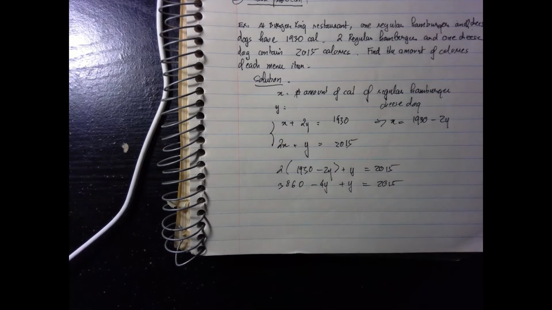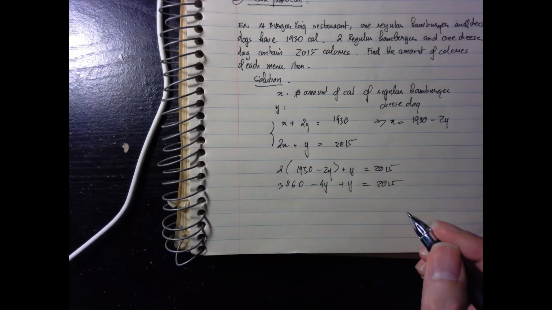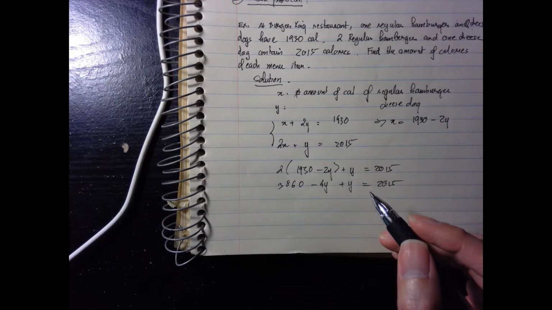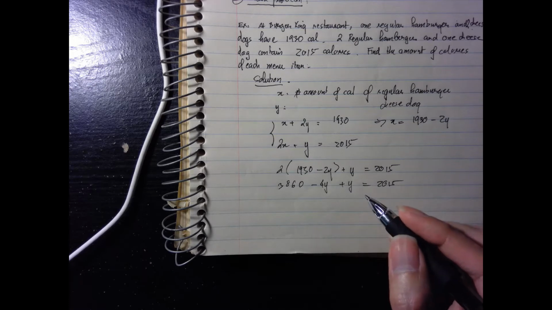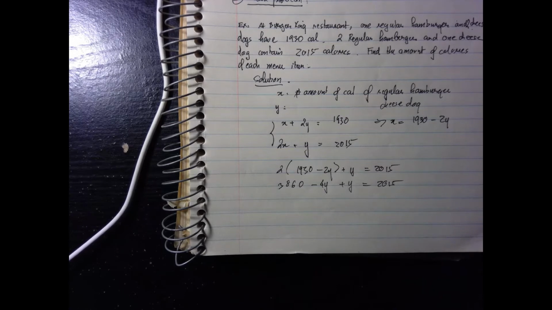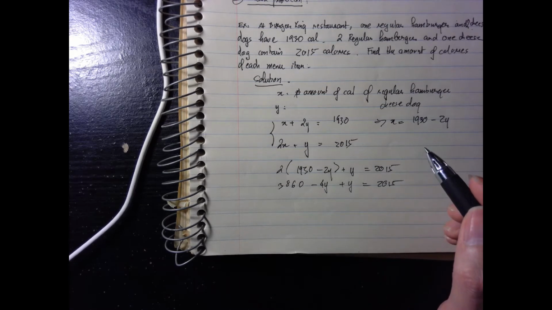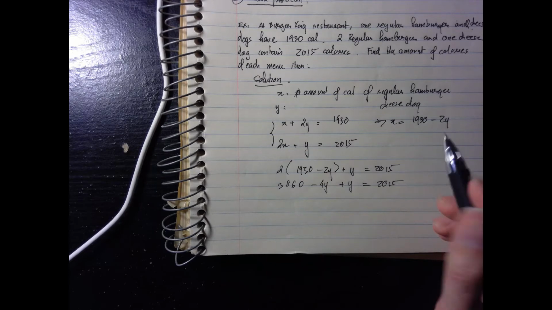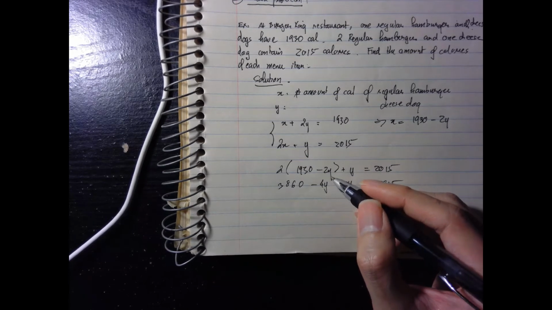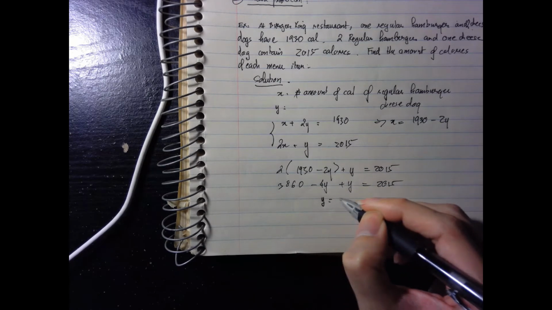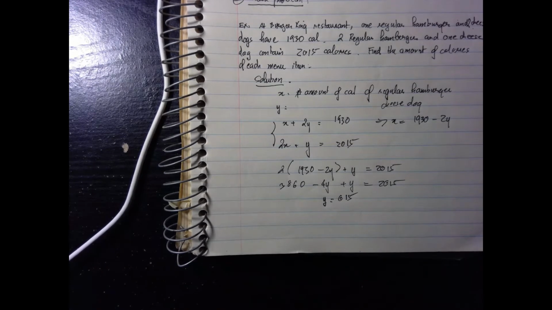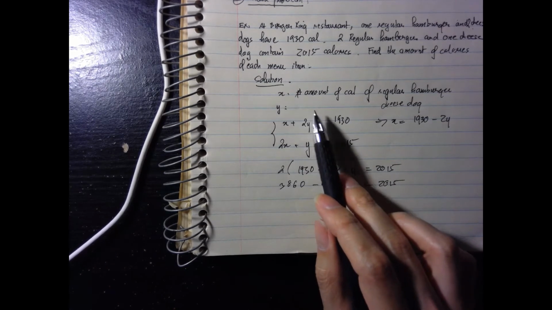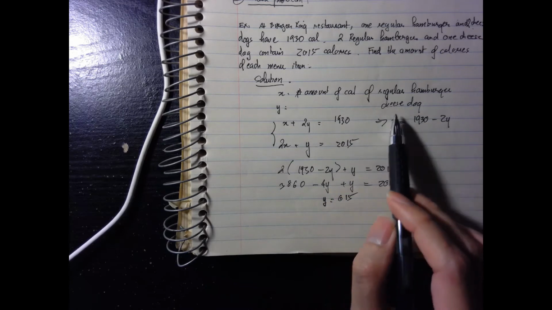And by combining like terms, subtracting both sides by 3860, and dividing both sides by the coefficient -3, I have y equal, let me see, y equal 650. Okay. It means that, what does it mean? It means the amount of calories in one cheese dog is 650.